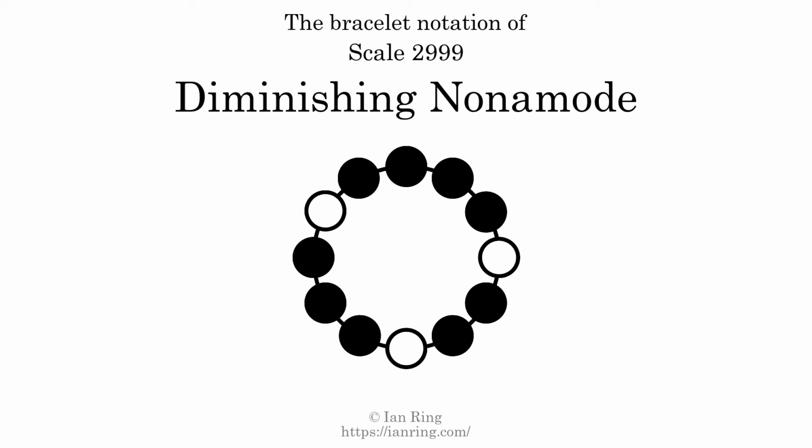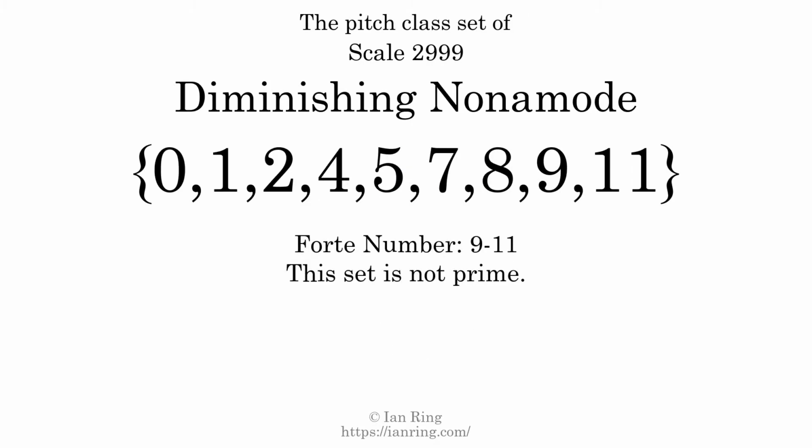This is a bracelet notation diagram of scale 2999. The shaded circles represent tones that appear in the scale, and they are read clockwise, starting at the top. The pitch class set for this scale is 0, 1, 2, 4, 5, 7, 8, 9, 11. The forte class is 9-11. This set is not prime.